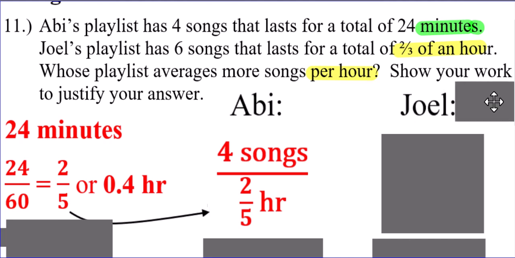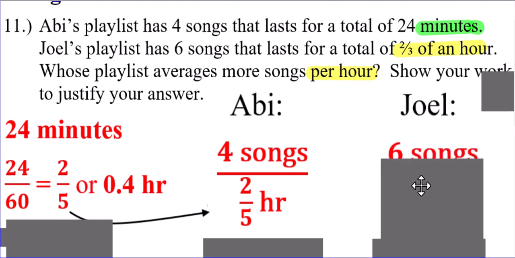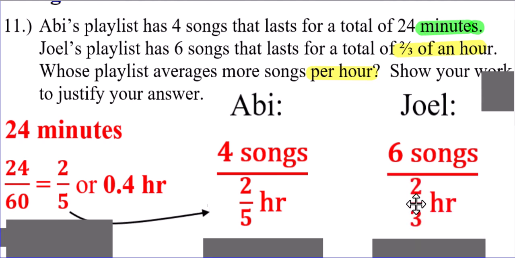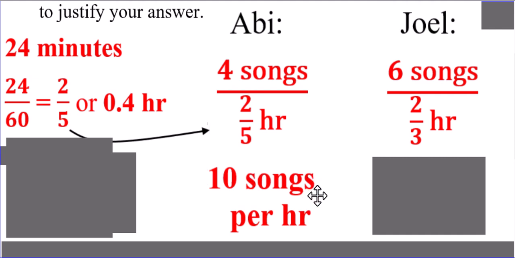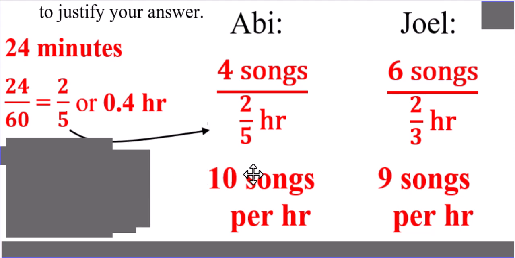For Joel's work, and that's right, I would label your work if I were you, 6 songs in 2/3 of an hour. Notice in both of these situations I put hours in the denominator because that'll give me per hour. Whatever is to the right of per is the bottom part of your fraction. All right, divide these in your calculator. 4 divided by 2/5 or 4 divided by 0.4 is going to give you 10 songs per hour for Abby. Joel's, take 6 divided by 2/3. You're going to get 9 songs per hour.